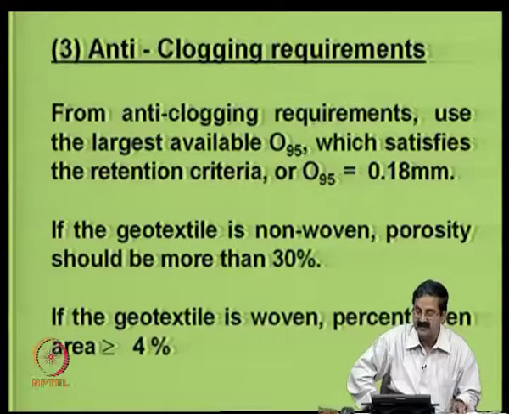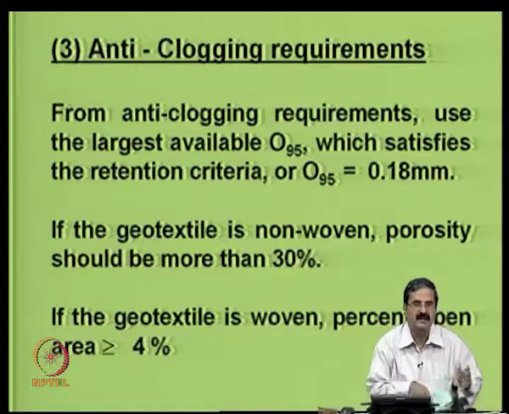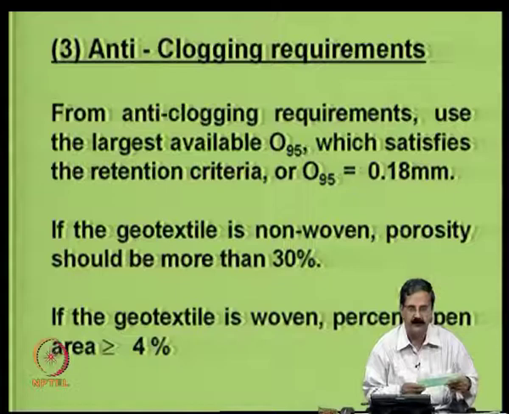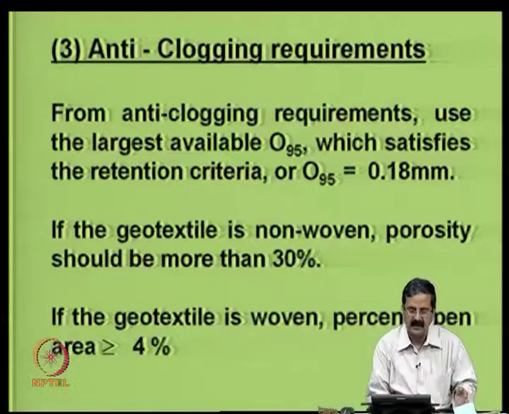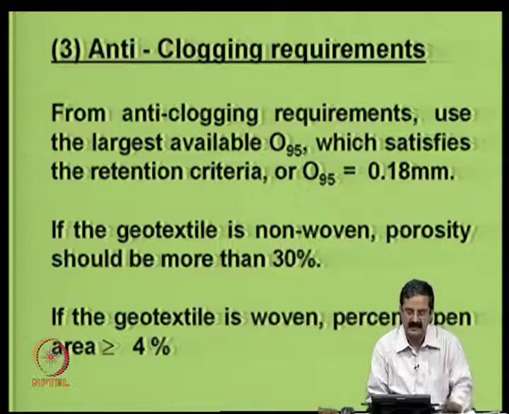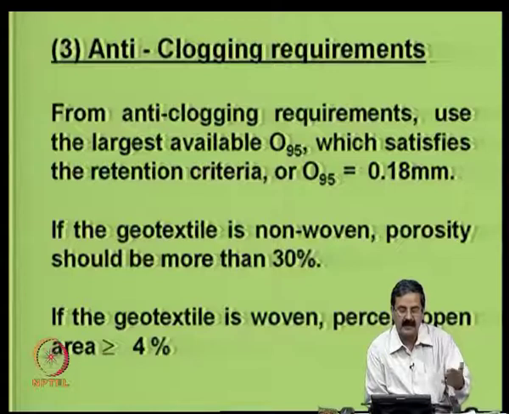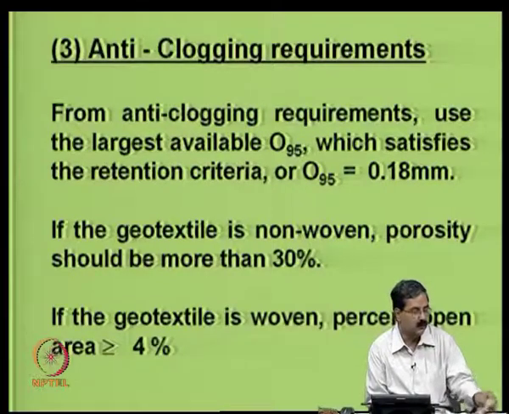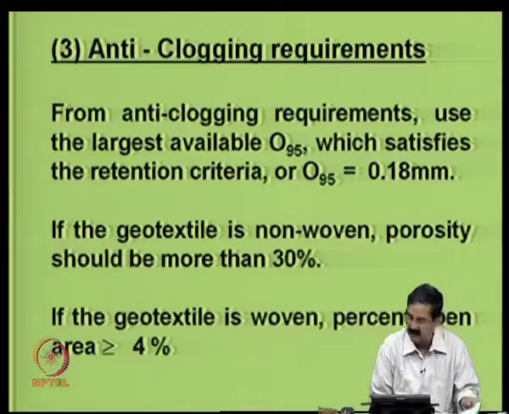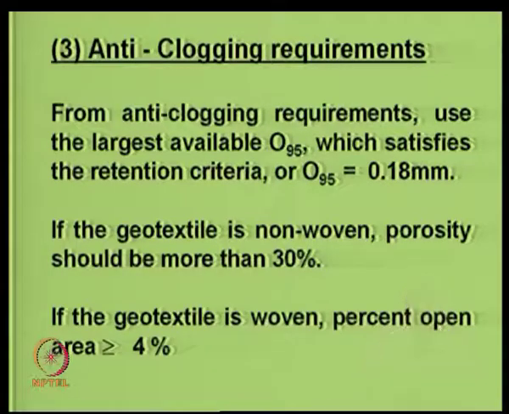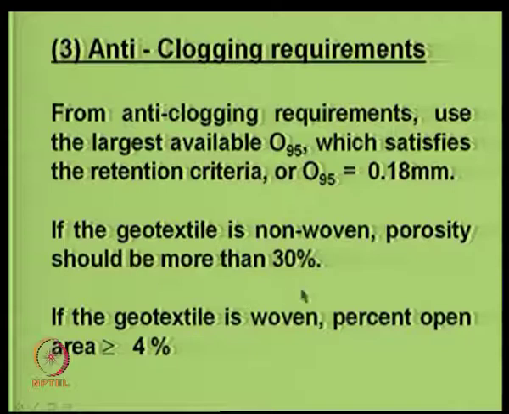And the other one is, there are many companies that have different types of geotextiles, and there could be cost variations and many other things. So, once you decide on the company, you should check whether it is a non-woven or a woven. We have seen that there are different types here. If it is non-woven, then the porosity is important, and the porosity should be more than 30%. That is one specification I have.